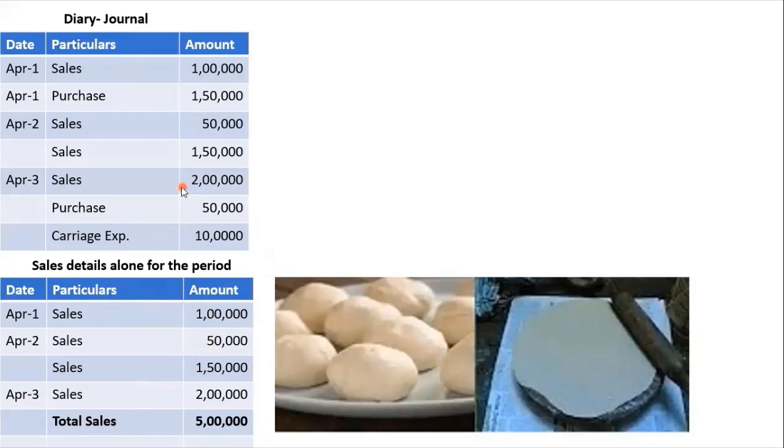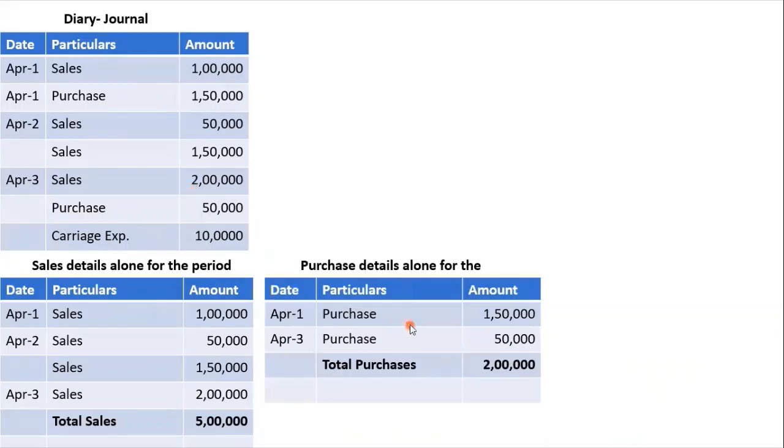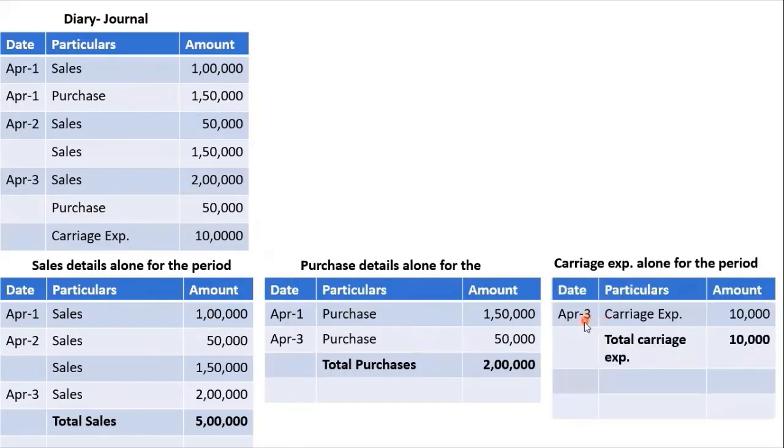Likewise, we will segregate information for purchases also, and we will also segregate information for carriage expense also. Likewise, for all transactions, we will have a separate ledger page, and in that we are going to put it.